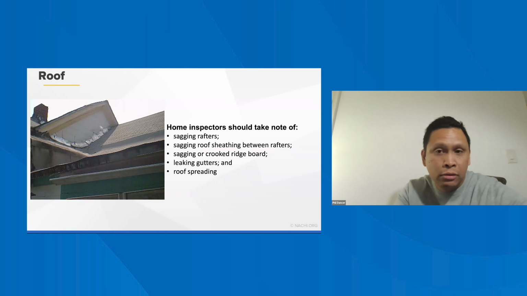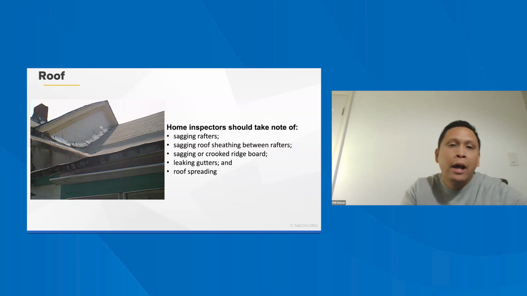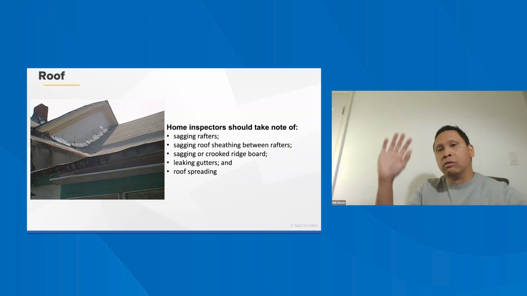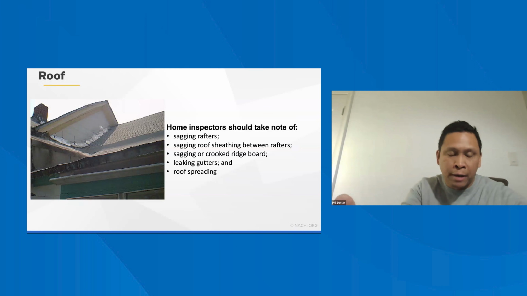Where are my collar ties? Do I have collar ties? Are there collar ties in between every single rafter system? Are the collar ties damaged? Are they secured? Are they rotted? So those are the different things. That's why it's important to look far away, but then also look close up, to give yourself multiple perspectives in terms of what's actually happening.